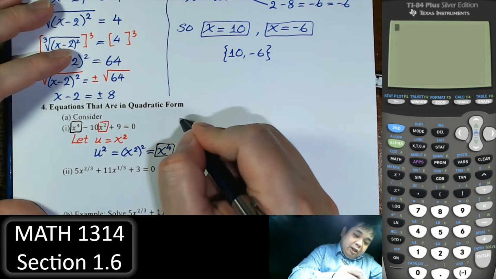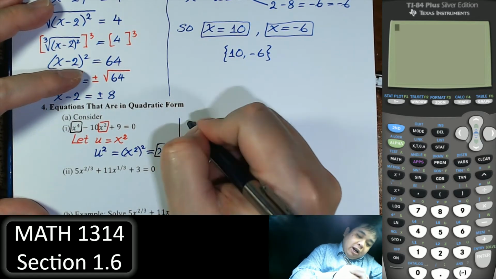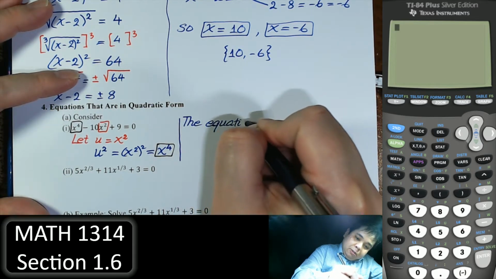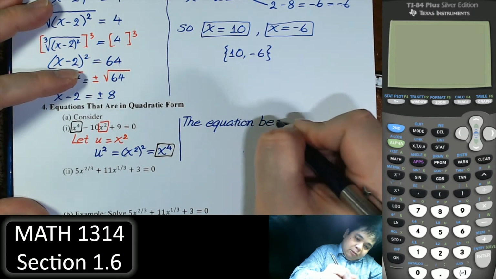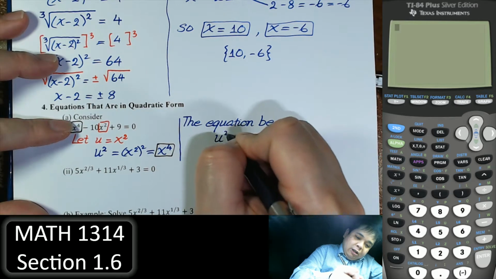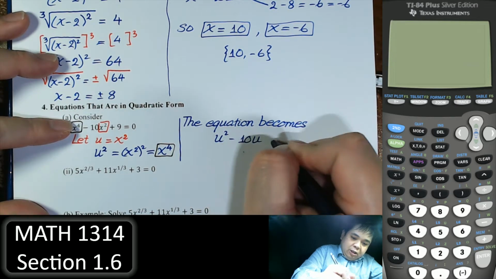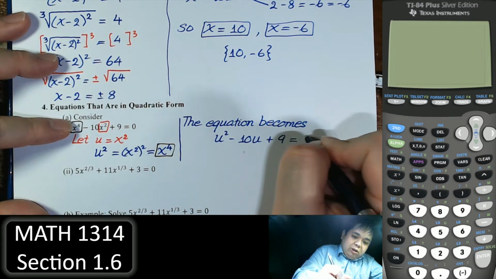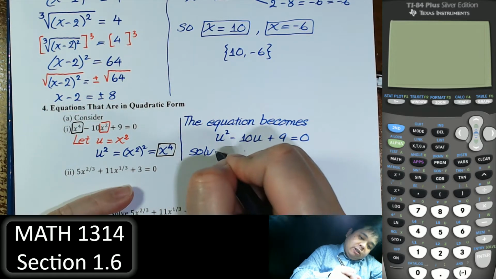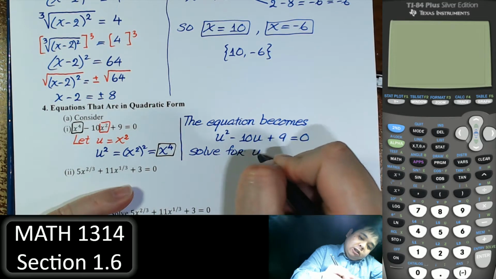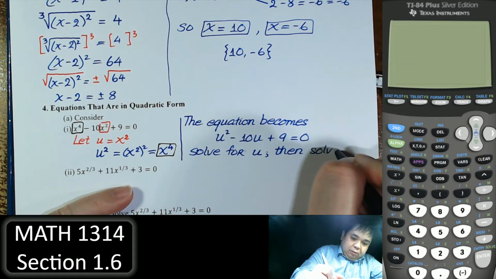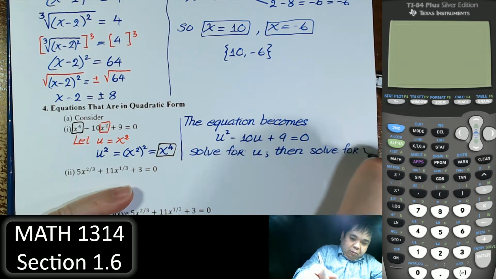So with this substitution, the equation becomes u squared minus 10u plus 9 equal to 0. And after that, we just solve for u and then solve for x.